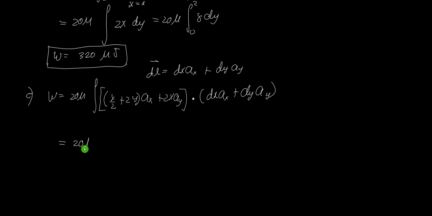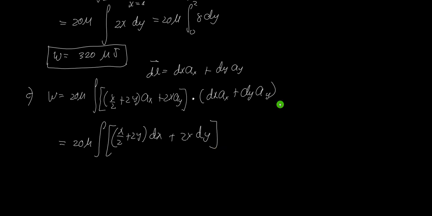And this one we just multiply that. So this will be 20 micro, the integral of x over 2 plus 2y. If you take that with the ax dx ax, that will be equal to 1. So you just need to multiply this with dx. And the other is 0. And for the y component, we just need to multiply the y component here because this is the dot product. The y and x components, the same components. 2x times this one. So 2x times dy.